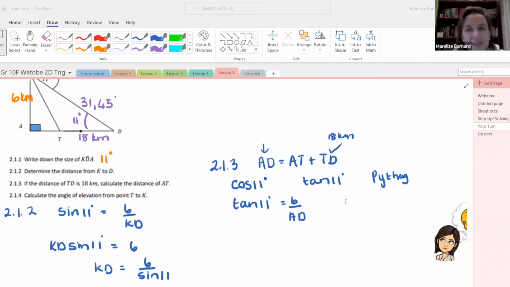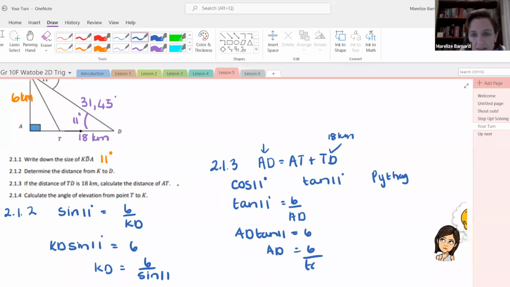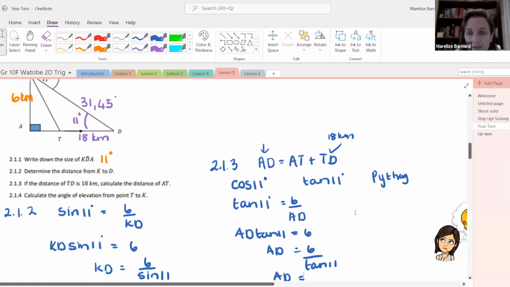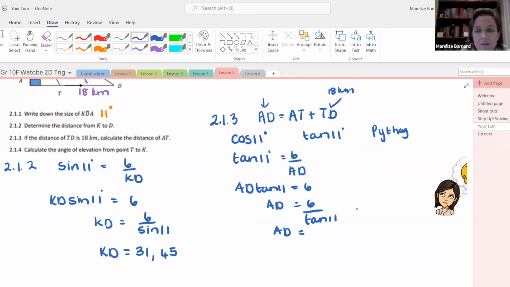The 1,17, I think you need to check your calculations that you are doing it correctly. We're going to times by AD on both sides, and then we're going to divide the 6 by tan 11, and then AD is, let's see. Once you have AD and you're confident, then you can go ahead and calculate AT, okay? So 6 divided by tan of 11 is 30.87. Yes, wonderful.